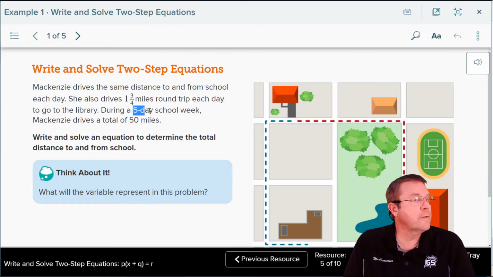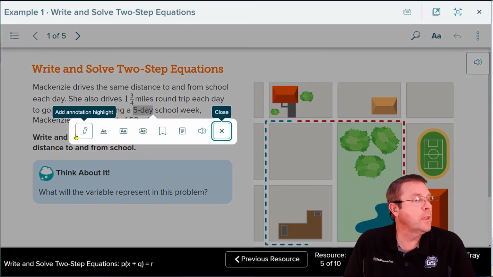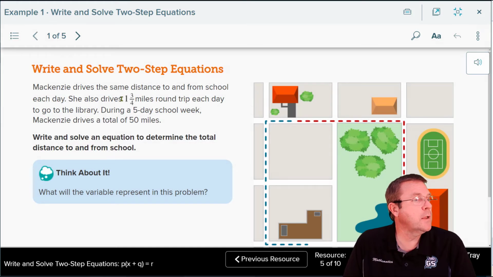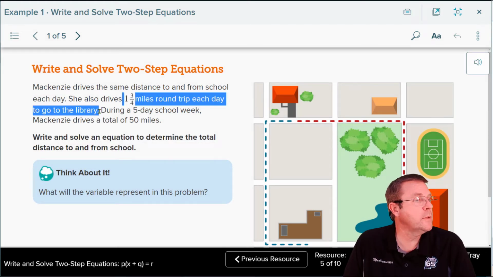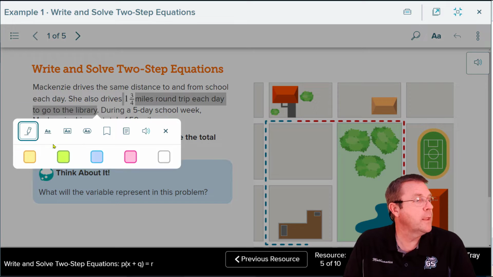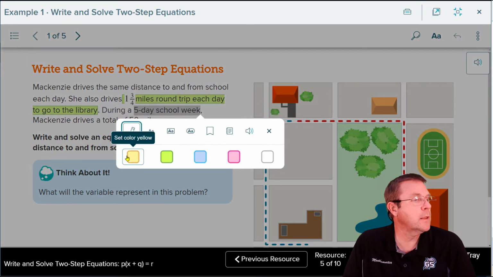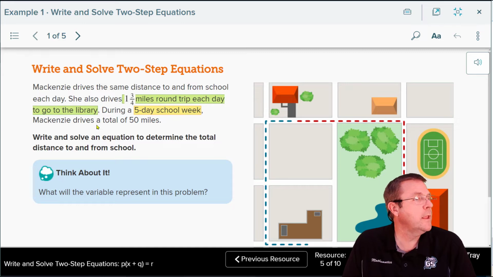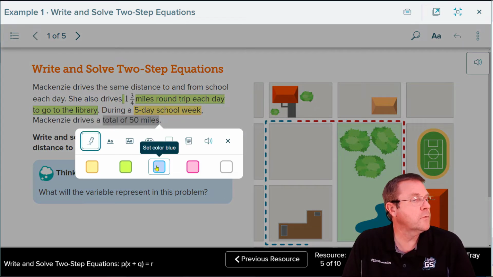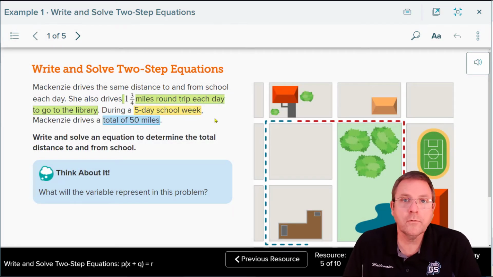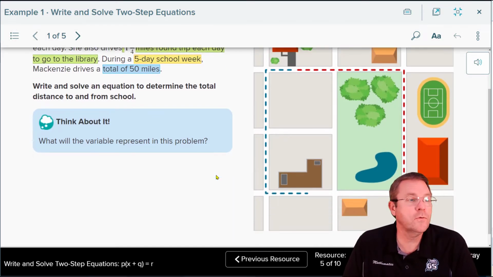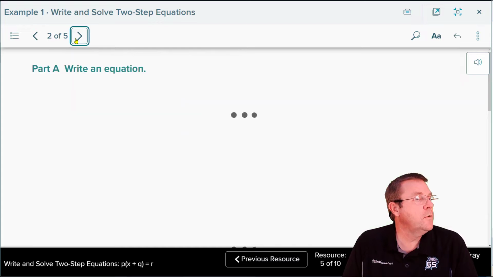So we know we're talking about a 5-day school week here. And we know that she drives 1 3/4 miles round trip each day to go to the library. And we also know, so my 5-day one didn't actually highlight that again. There we go. And we know that she drives a total of 50 miles. So all those are going to be important parts of the problem that we're going to put together to solve it. Let's keep moving here.